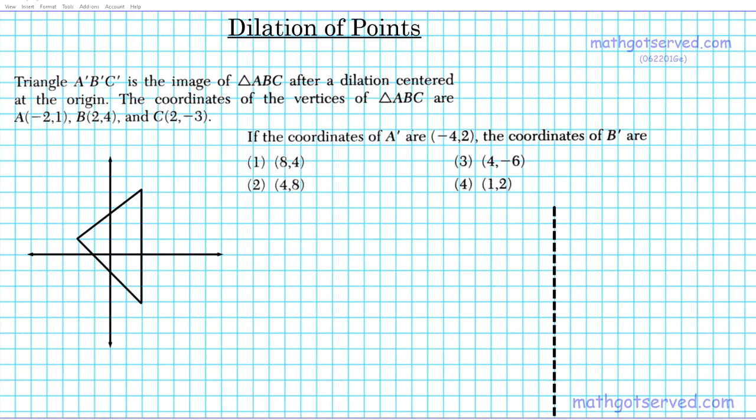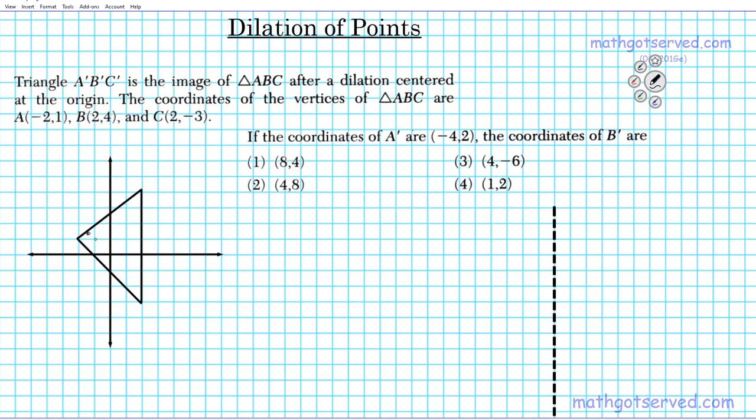In this clip, we're going to be taking a look at how to carry out dilation of points centered around an origin. The question reads, triangle A prime B prime C prime is the image of triangle ABC after a dilation centered at the origin. The coordinates of the vertices of triangle ABC are (-2, 1), (2, 4), and (2, -3) for A, B, C respectively. And the diagram of the triangle is given here.